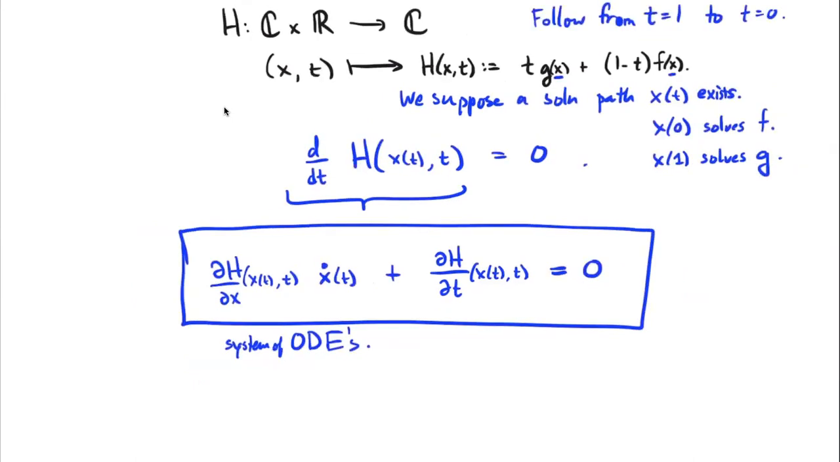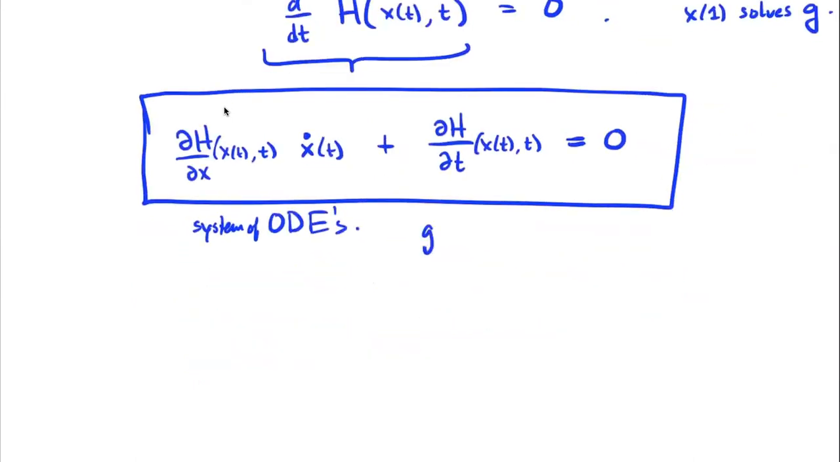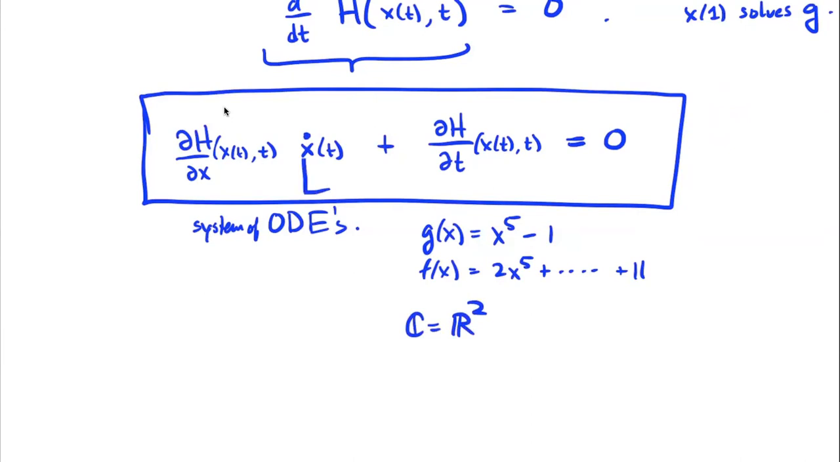And in this case, where we have just polynomials of one variable, g of x was x to the fifth minus one, f of x was some degree five polynomial, we really only have one variable. And so you could say it's not a system, it's just one ODE. But even in this case, the solutions here are in C. And so really, C is R2. And so we sort of do have a system. In other words, we could think about this as the real and imaginary components. And then this is a 2x2 matrix, and this is a 2x1 column vector, and this is a 2x1 unknown column vector. And so we have a system of two ODEs.